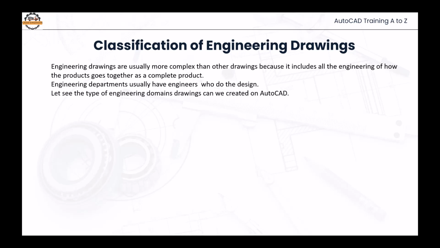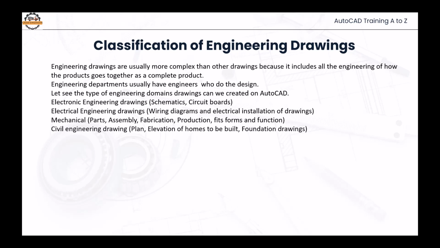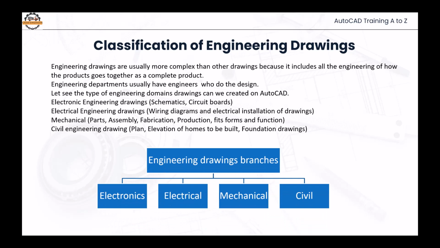Let's see the types of engineering domain drawings that can be created on AutoCAD. Electronics engineering drawings, where we can make schematic, circuit board, and PCB kinds of drawings. Then electrical engineering drawings, where we can make wiring diagrams and electrical installation drawings. Mechanical, where we make parts, assembly, fabrication, production drawings, and fits, forms, and function drawings. Civil engineering, where we can make plans, elevations of homes to be built, and foundation drawings. So these are the different domains, electronics, electrical, mechanical, and civil, on which engineering drawings are classified.